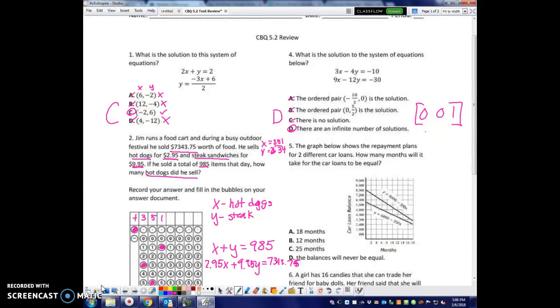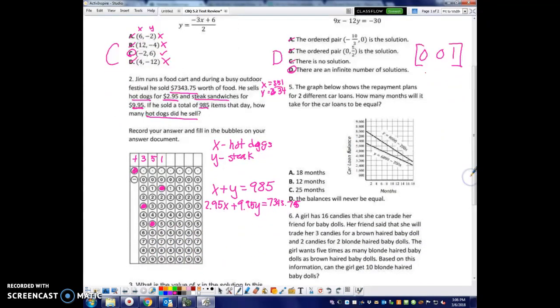All right, so number 5. Number 5 says, the graph below shows the repayment plans for 2 different car loans. How many months will it take for the car loans to be equal? So we're trying to find out, when are they going to cross? When are they going to be equal?